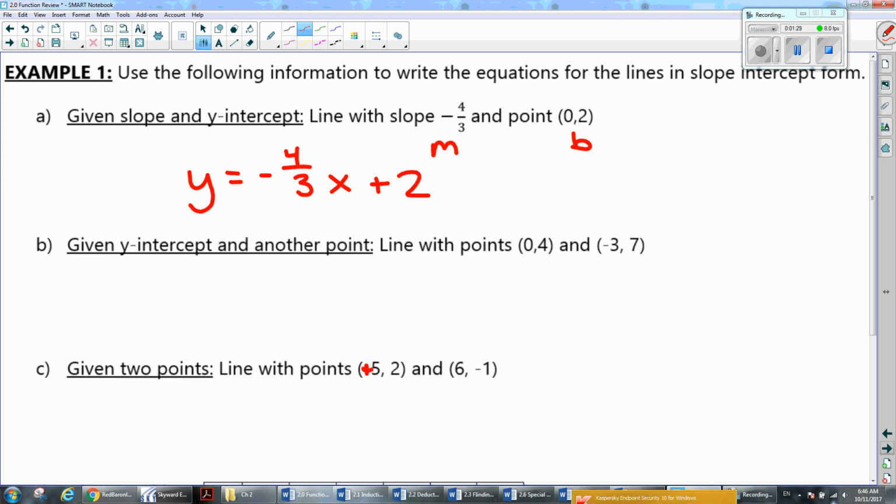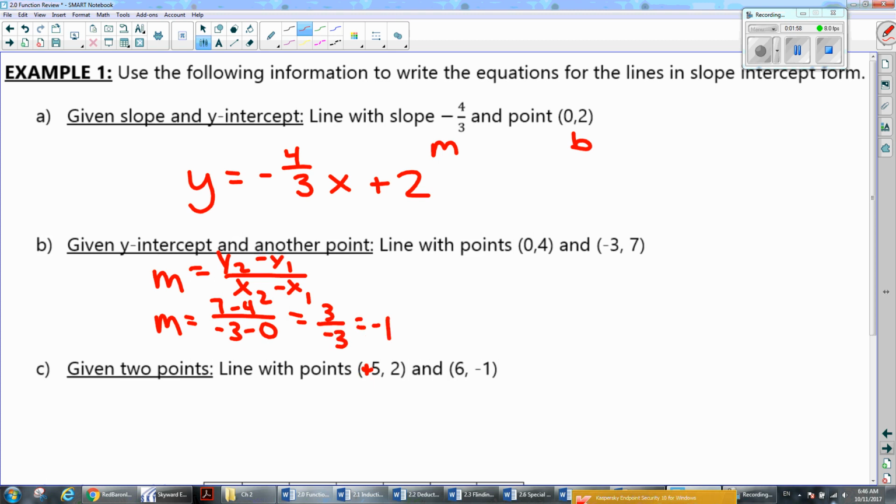Given the y-intercept and another point, then we'd have to figure out the slope. So take your y2 minus y1 over x2 minus x1, which is really 7 minus 4 over negative 3 minus 0. So that would give us 3 over negative 3, or negative 1. So now that you know the slope, plug that back in. We have y equals negative x, or negative 1x, plus 4.